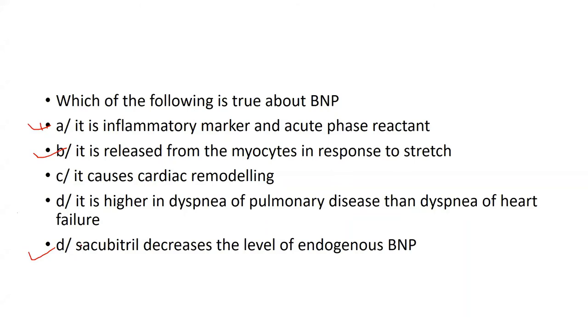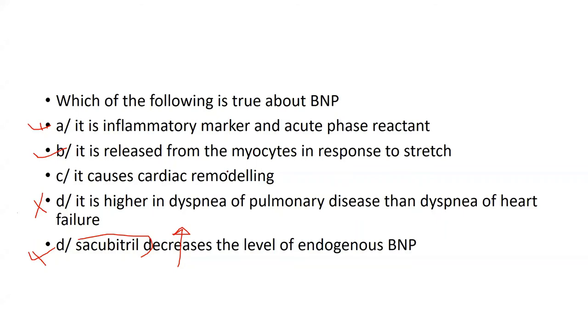Sacubitril increases endogenous, not decreases. Exactly. That is why, right? Combined as well. Exactly. Of course, this is big wrong. Higher in dyspnea, of course.